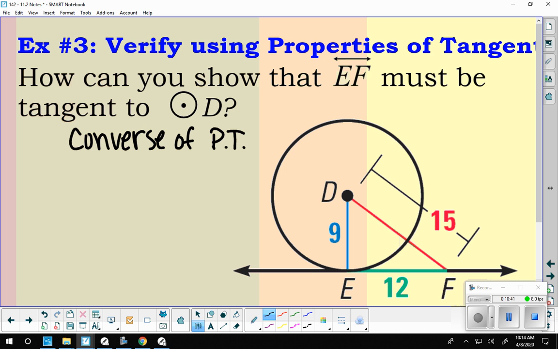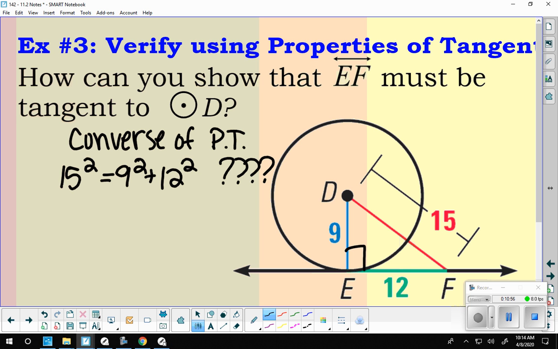So what we have to show is, does the hypotenuse squared equal leg squared plus leg squared? So big question marks there. If we can show that that's true, then we can show that line EF must be tangent to circle D, because that would mean that there's a right angle here, and that would prove that it's tangent. So big question mark here. We want to know, is this a right angle? All right, so let's check.